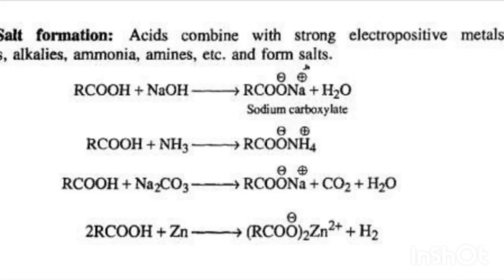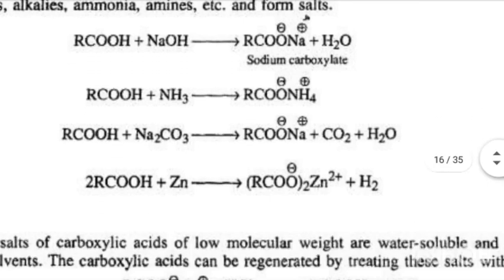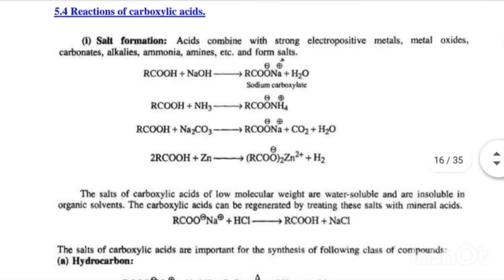The fourth case is reacting with zinc. Two carboxylic acids react with the zinc and form zinc carboxylate. Here the oxidation state of zinc is 2+, hence two carboxylic acids are used. From the two carboxylic acids, two hydrogen atoms are released, and they go as H2 gas, and the two carboxylates attach with the zinc cation and form zinc carboxylate. This is the first type of reaction.